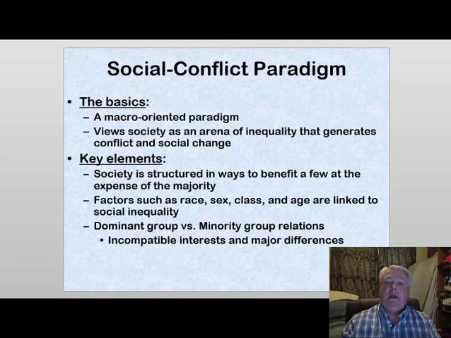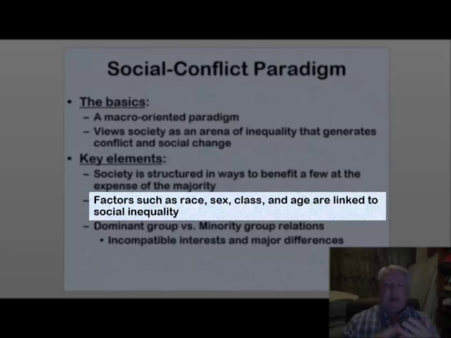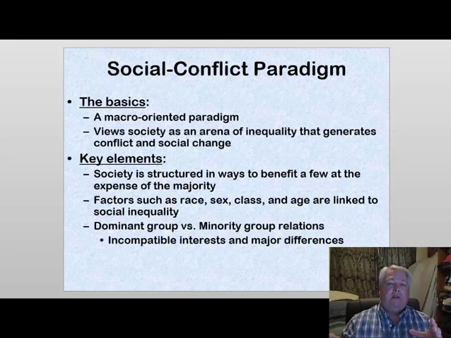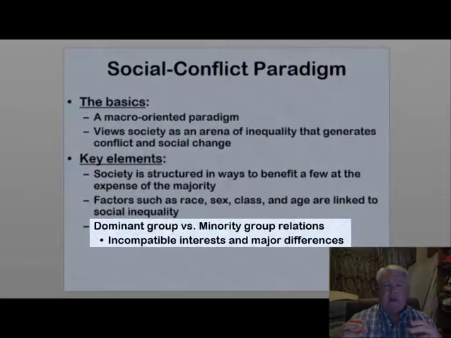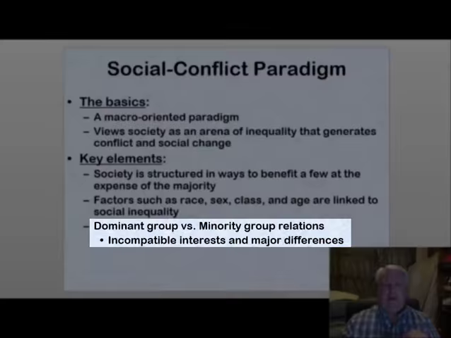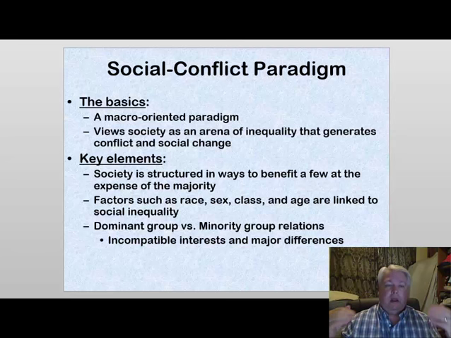And so this view, they don't just focus on economic inequality. That's one of them. But they look at race, they look at sex, social class, age, disability. There's all kinds of different things that they're focused on, and they look at how those things generate inequality between people that are in power and people that don't have power, who are often trying to gain power, trying to gain equality. So this is kind of dominant group versus subordinate group or minority group relations. I teach a course called Minority Group Relations, and we spend the entire semester talking about the people who have power, the dominant group, and then people that have less power who are trying to gain power.